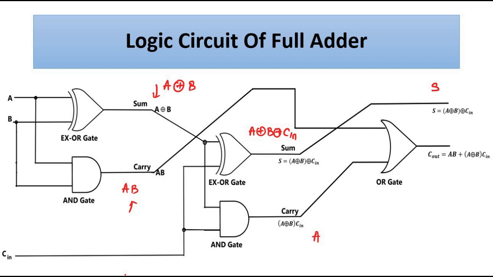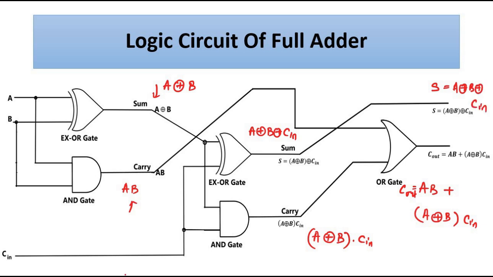So we got here A XOR B and C in, and we provided these two to this OR gate, so we got finally AB or A XOR B into C, which is the carry output. This is the sum, which is A XOR B XOR C, and this is the carry out.